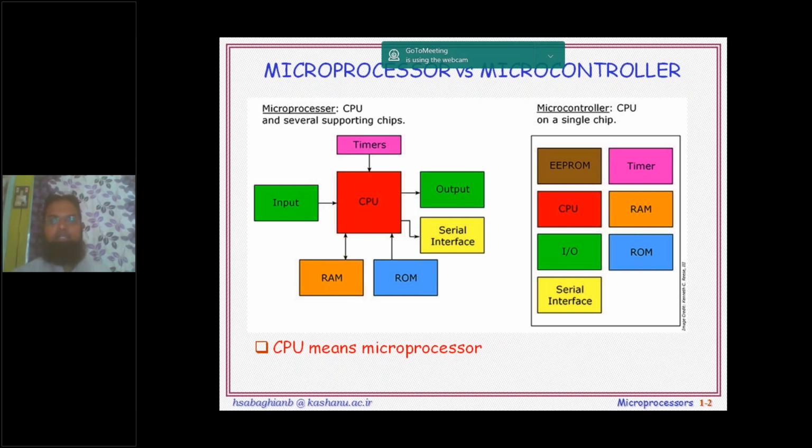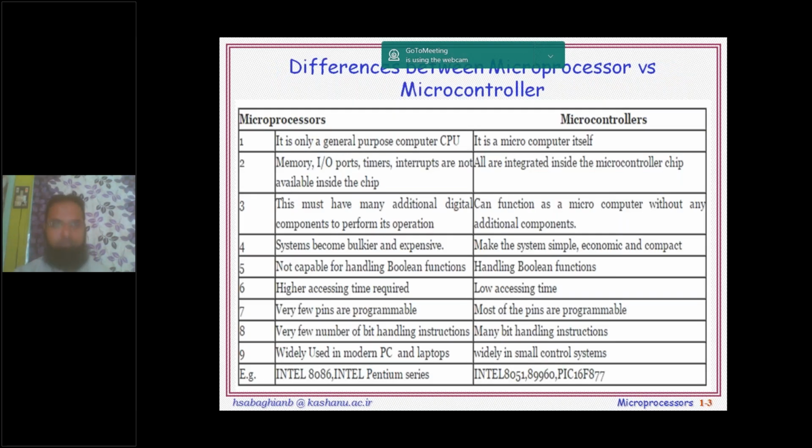And let us come to the difference between microprocessor and microcontroller. A microprocessor is a general purpose CPU, and a microcontroller is called a microcomputer. Why? Because all the elements are available on the chip. The microprocessor needs to be connected with memory, IO devices, timers, interrupt controllers, all these things external to the chip. But all these things are available on the chip in the microcontroller.